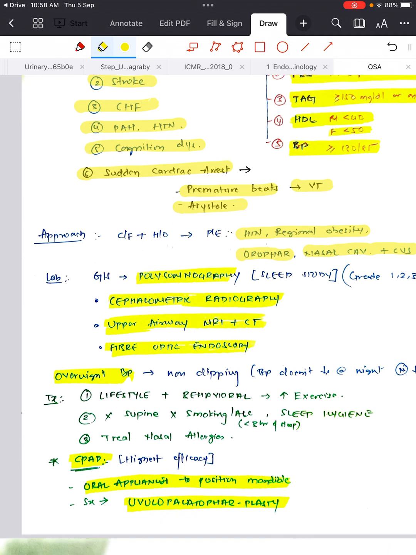And overnight BP, if you check, there will be a non-dipping pattern, like BP doesn't decrease at night. Normally it decreases by 10 mmHg, but at night, in this patient, it won't decrease.